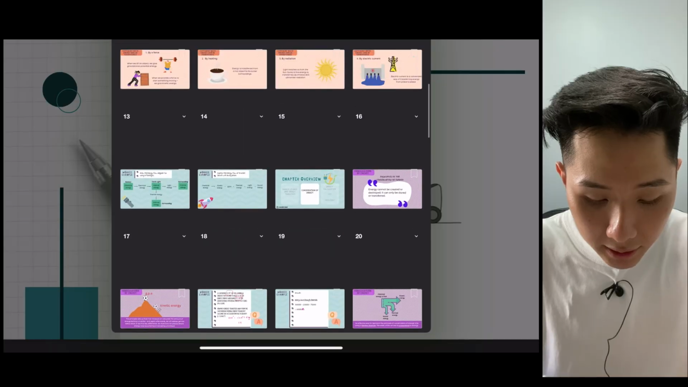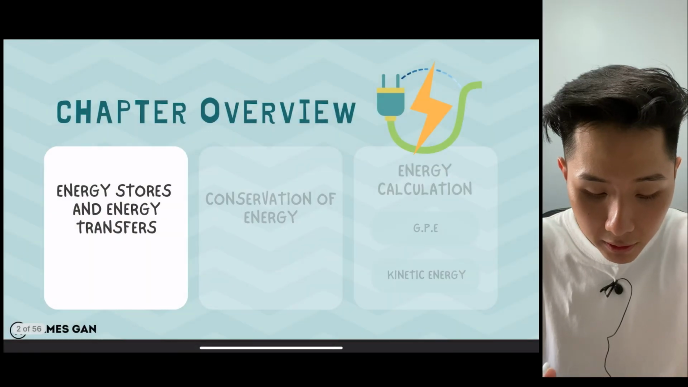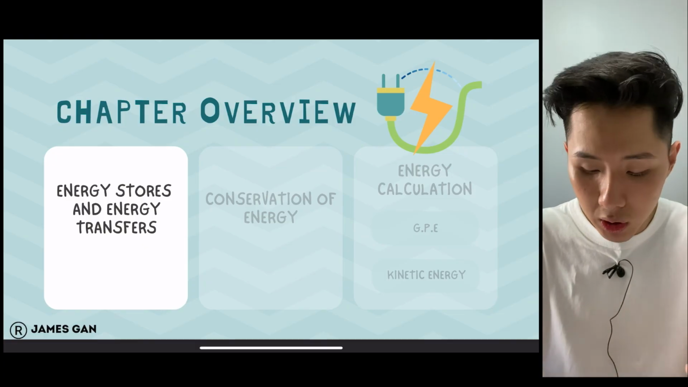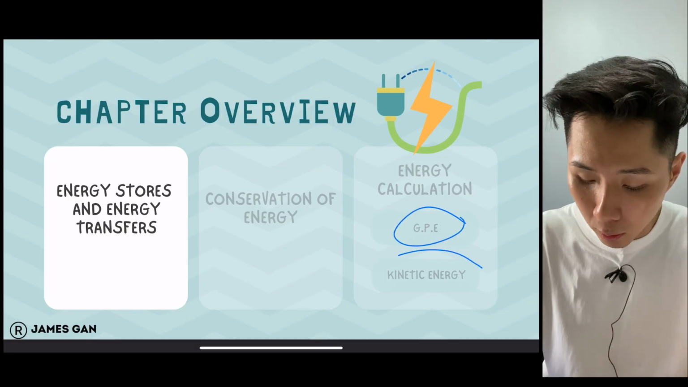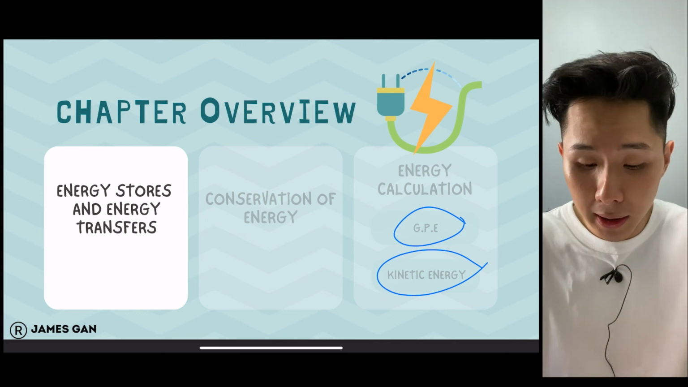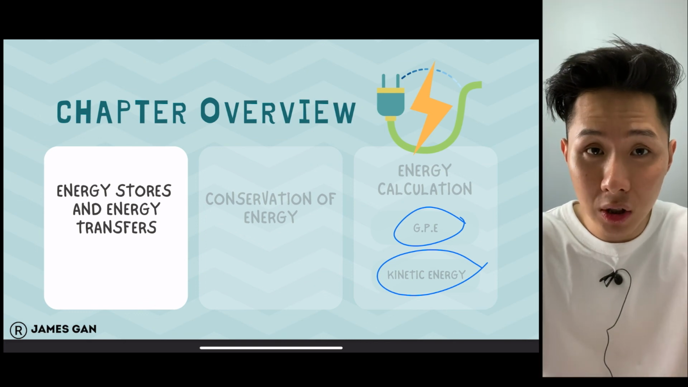So in this chapter, we basically learn about the different types of energy available and the principle of conservation of energy. And we also delve deep into how to calculate G.P.E and also kinetic energy. So I hope you learned a lot from it. We'll talk more about energy in the next video.